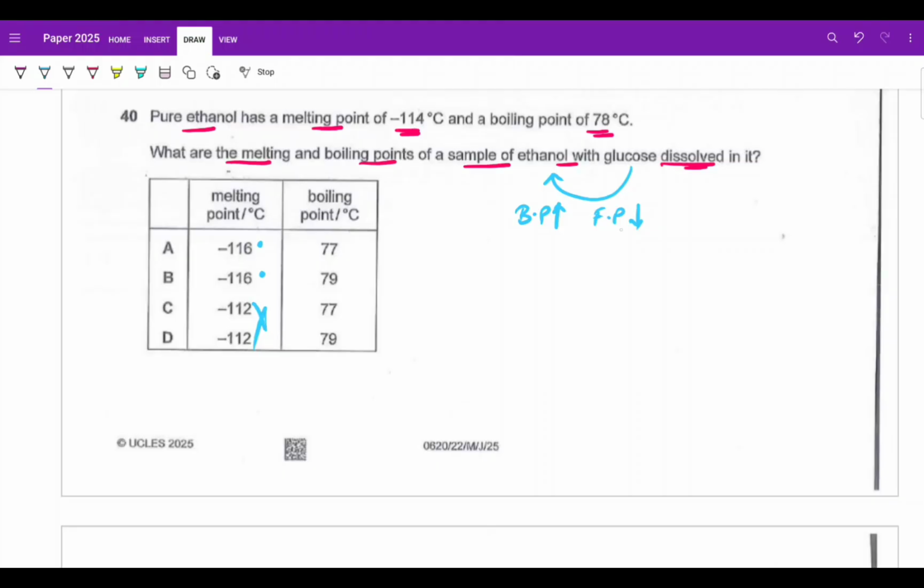Freezing point will decrease and boiling point will increase. The boiling point is 78 degrees Celsius, so the boiling point will increase means it will be greater than 78. For option A, it is 77, wrong. Option B, 79, therefore option B is the correct answer.